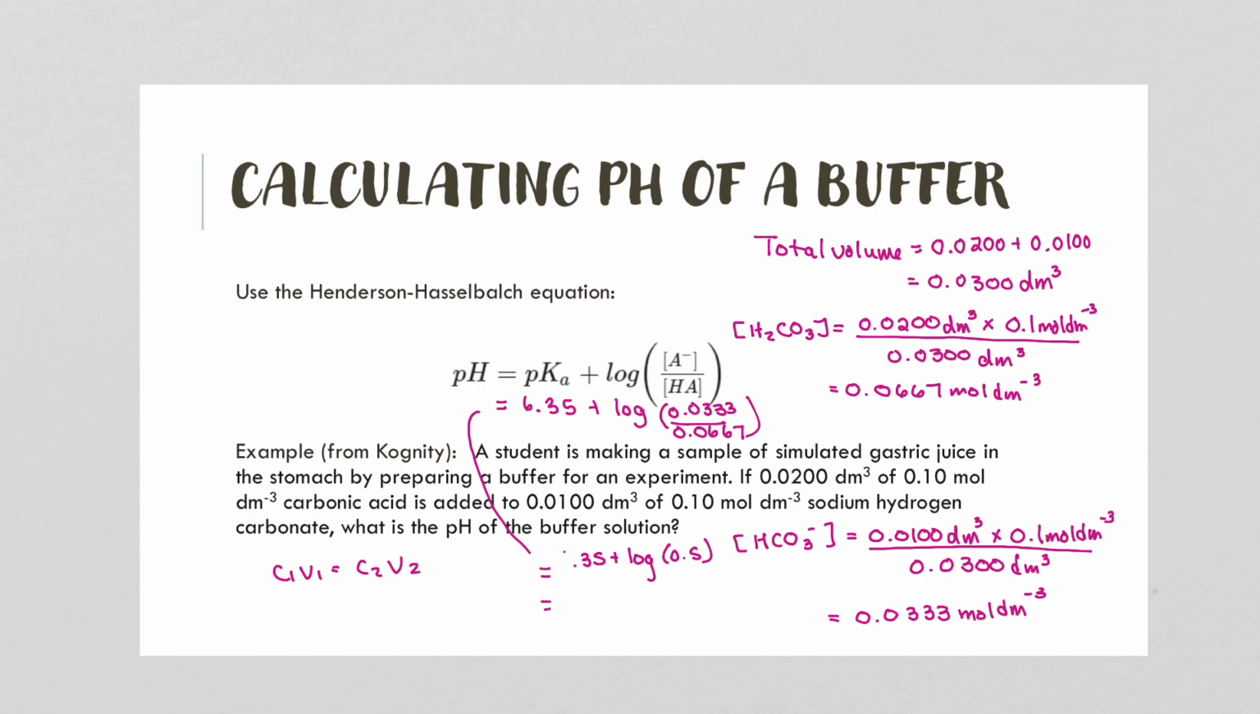And that's equal to 6.35 plus negative 0.301. So that's equal to 6.05. So the pH is 6.05.